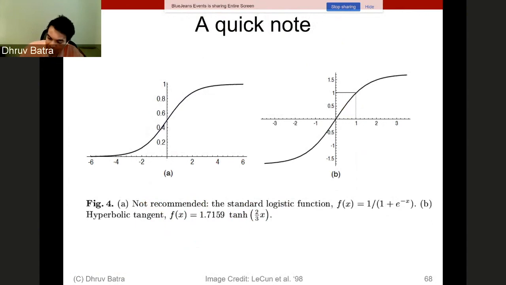Just a quick note that in practice, even tan h is not used. There is a specific form of tan h, which is 1.7159 tan h of 2 over 3 of x. And the reason why these magic parameters show up is that in the +1 to -1 regime, this tan h function is far more linear because the scaling is appropriate. In that regime it behaves linearly in that scaling.